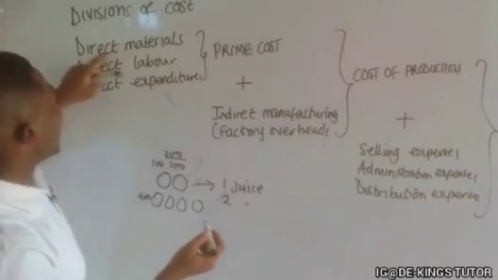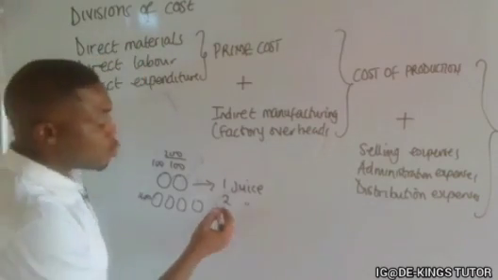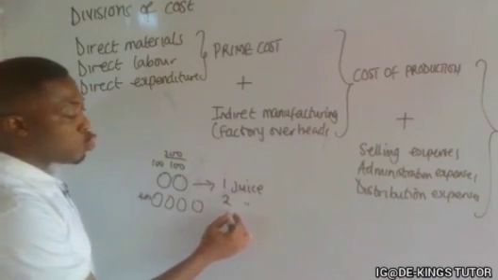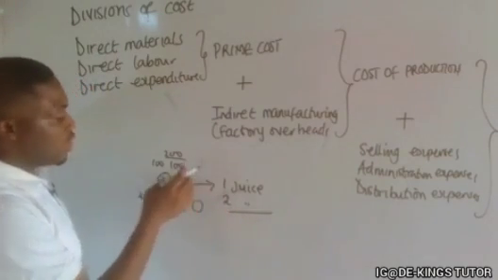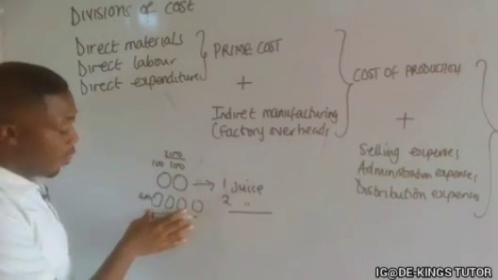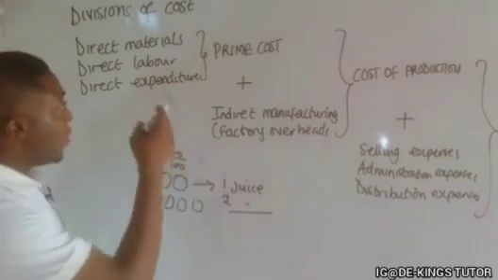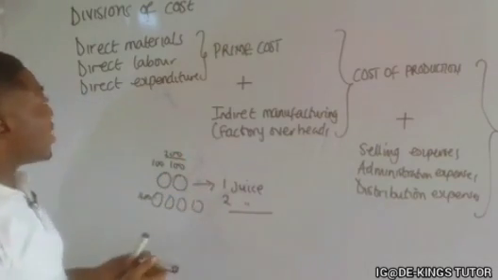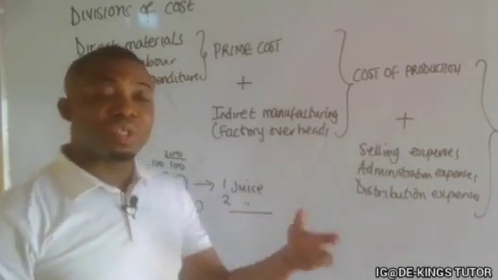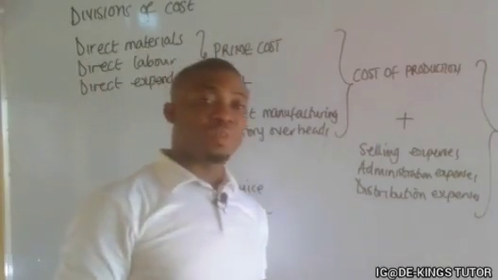So you see, that is direct material. Now you can trace it to a particular production unit. That is knowing that when you have 2 of these juice, definitely you incur 400 worth of materials. Okay? So direct materials are the cost of raw materials that are incurred that can be traceable to a particular production unit. Okay?